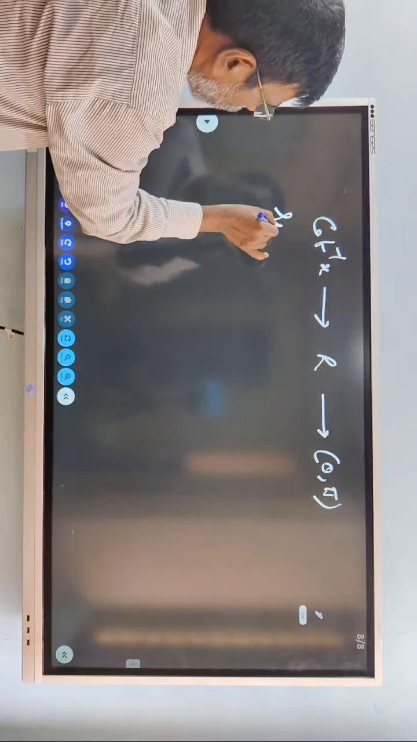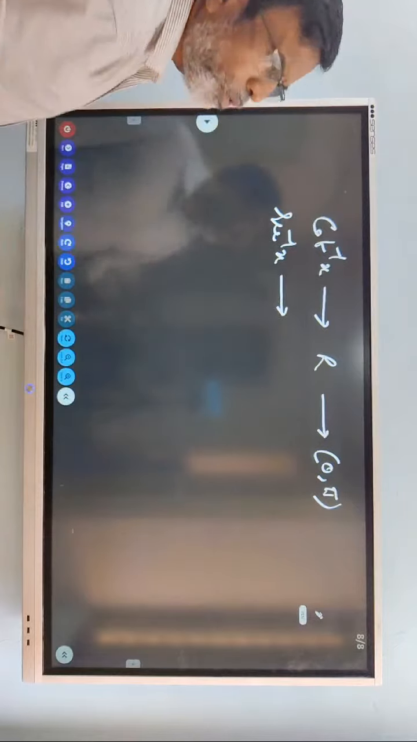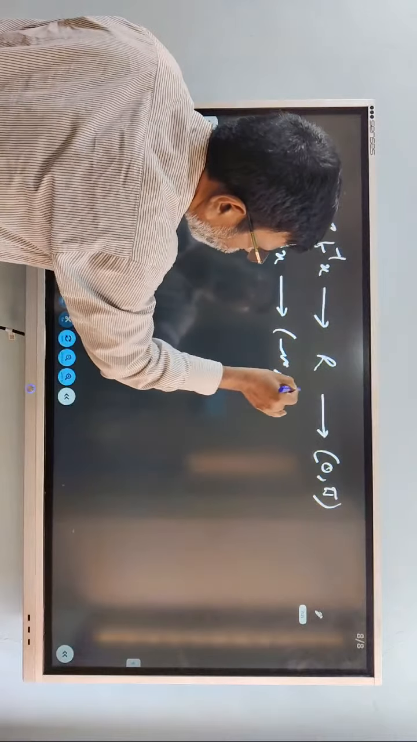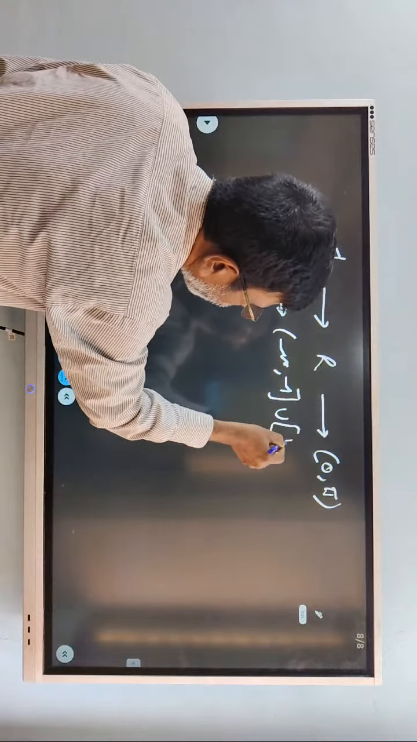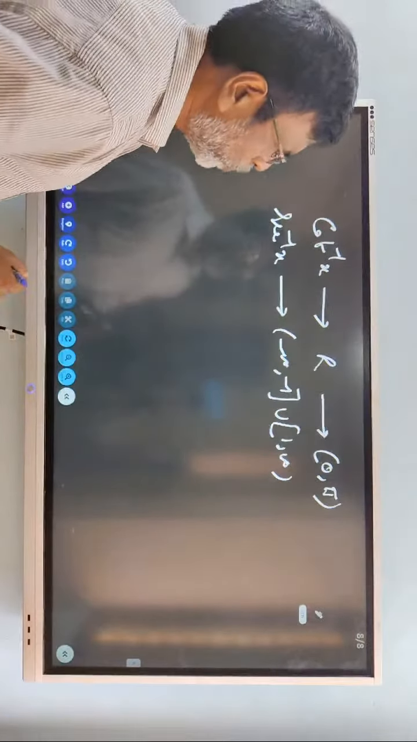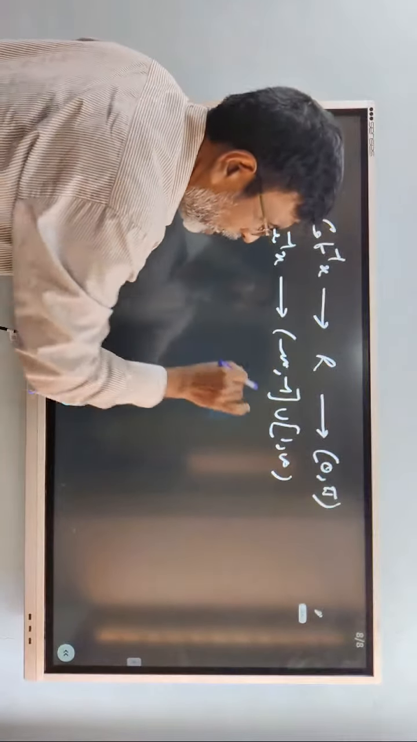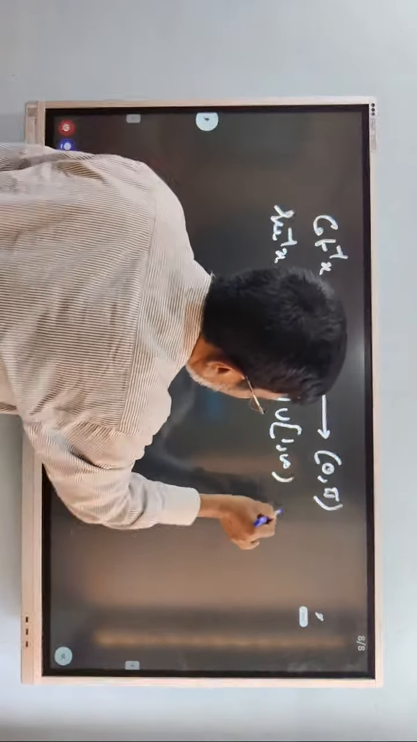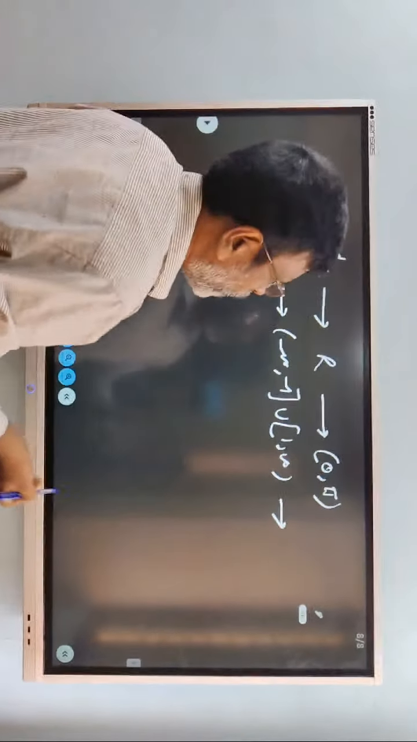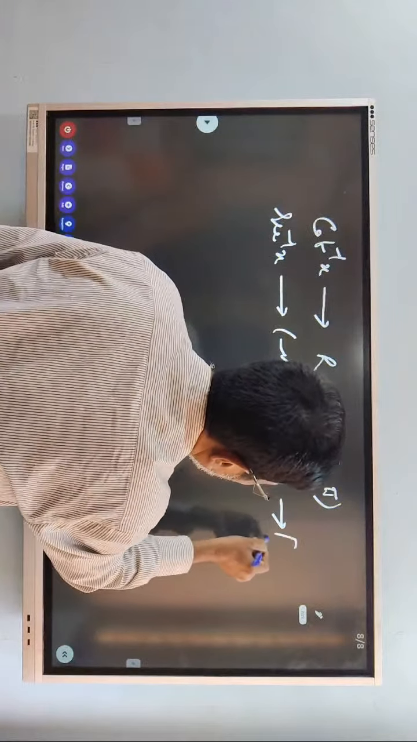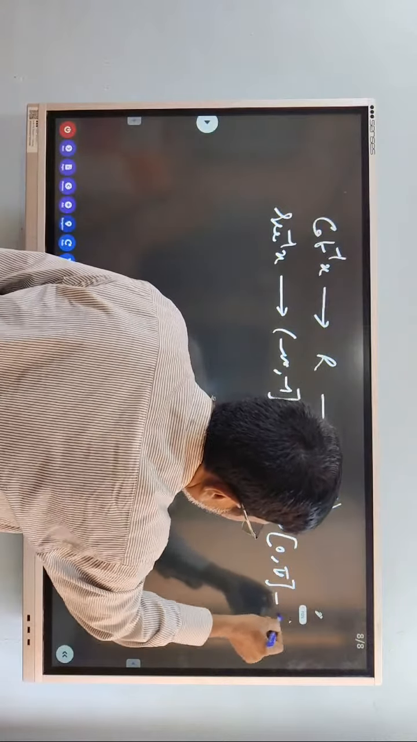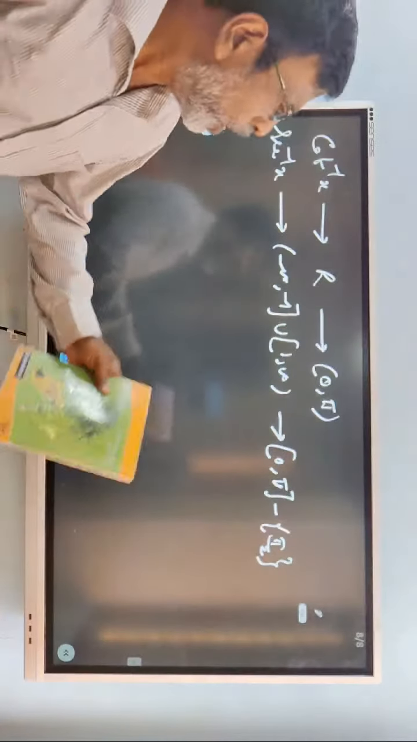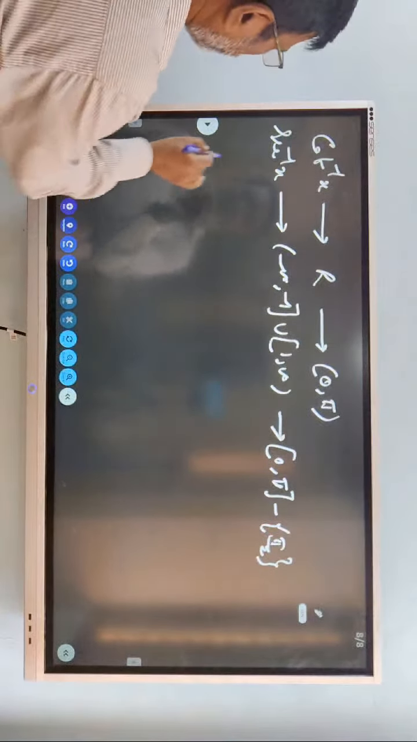Similarly, remember secant inverse x. Secant inverse x, what is the domain? That's very important: minus infinity to minus 1 union 1 to infinity. So minus infinity to minus 1, that is, x more than 1 or less than minus 1. Remember that. What is the range? Range is 0 to pi except pi by 2, where it is not defined.